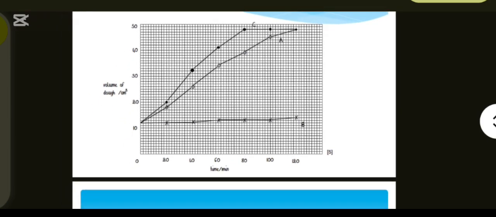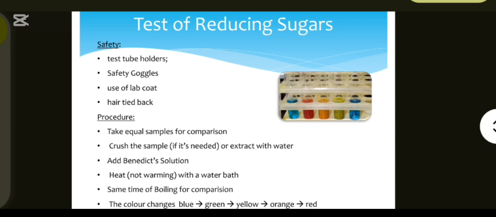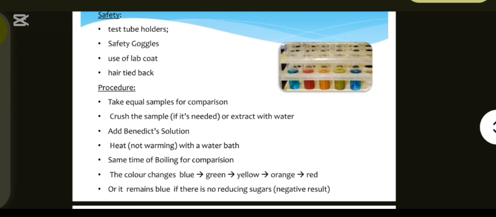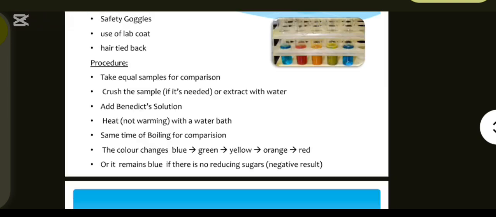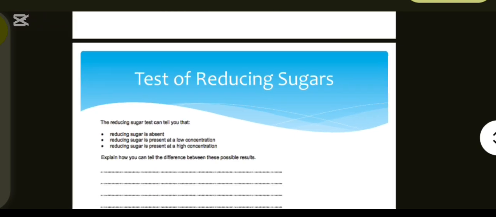Alright. Now here is the test for reducing sugars. For safety we need test tube holders, safety goggles, and a lab coat, with hair tied at the back. If we have long hair we need gloves and a lab coat, right? And the procedure is mentioned right here. Pause the video if you want to see. And this is the test for reducing sugars.